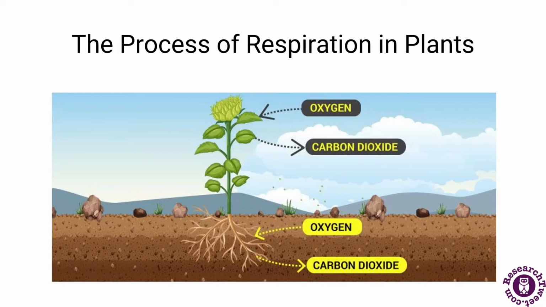Now the process of respiration in plants. As you can see in this diagram itself, the plants require oxygen, and the plants require carbon dioxide, and it will get converted into oxygen. There are two different processes which take place at the root level as well as at the stem level.